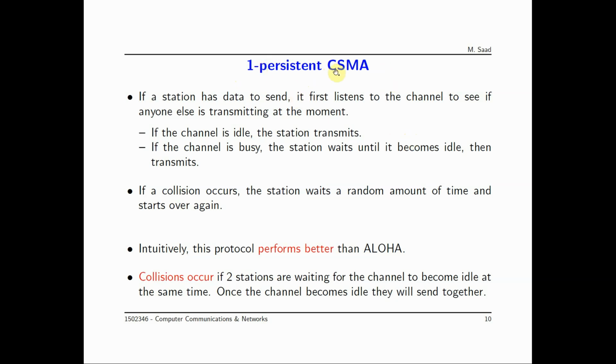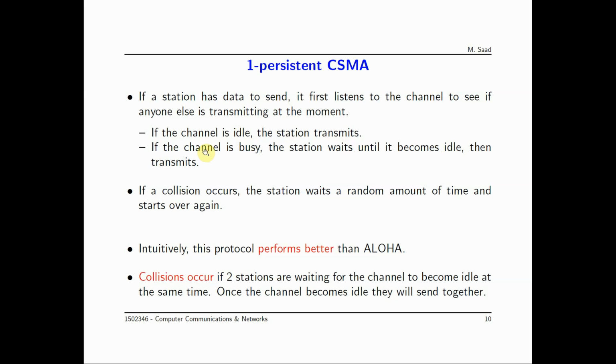Again, how does one persistent CSMA work? If a station has a frame to send, it will sense the channel. If the channel is found idle, the station will transmit immediately. If the channel is found busy, the station will continue sensing the channel so that after it becomes idle, it starts transmitting immediately. Now, if a collision happens, so if the station does not get the acknowledgement, it will wait for a random time, and then it will come back to try over again by repeating the protocol. Sense the channel, idle, transmit; busy, wait there until it becomes idle, and then transmit.